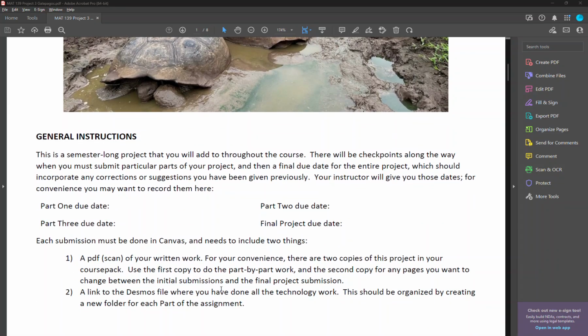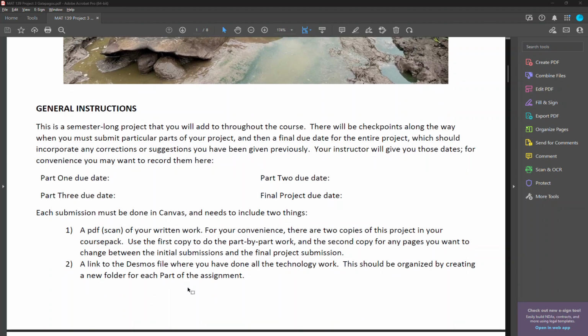For each submission, you're going to have two things to include. One is going to be a PDF scan of your written work, or if you are in person, you can hand that in on paper. And that's going to be along with the green pages in your course pack. There's space to write and answer the by hand questions here. And then you also need to submit your Desmos file where you've done all the technology work, and you're going to organize this by creating new folders for each part of the assignment.